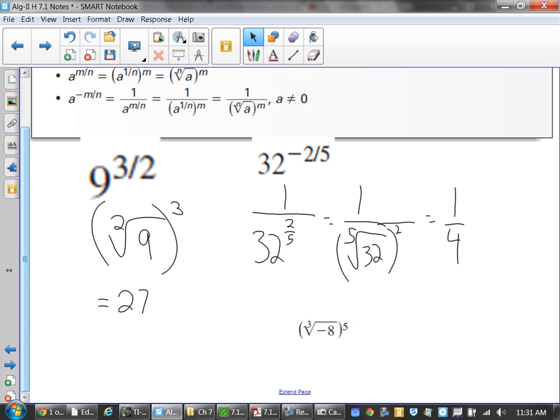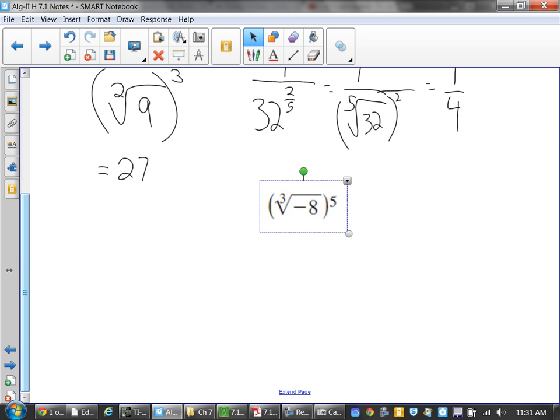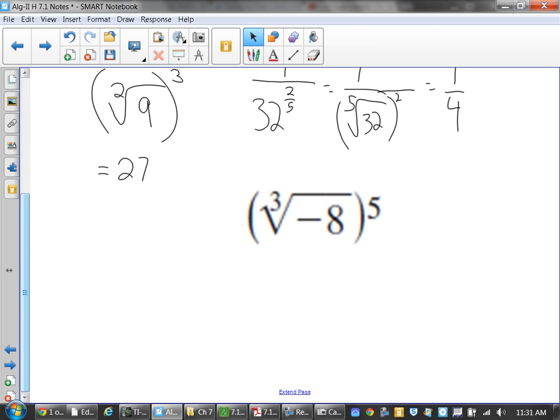And then the same idea when I do this. It's already given to us in nth roots without the weird fraction exponent. Here you get the cube root of -8, which is -2. Negative 2 to the 5th power is how much? Negative 32.